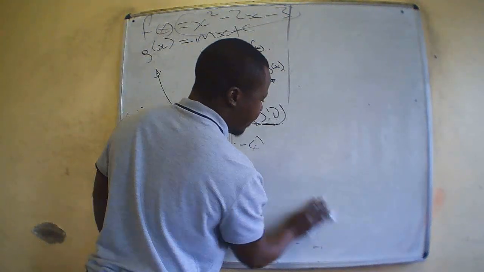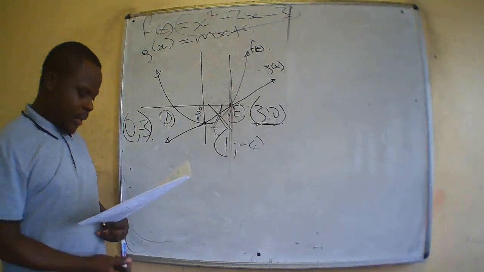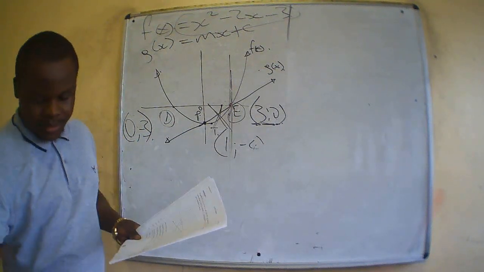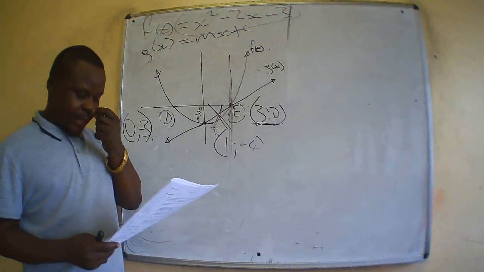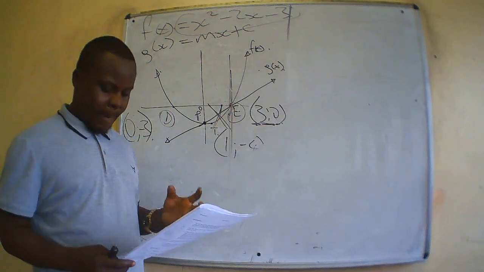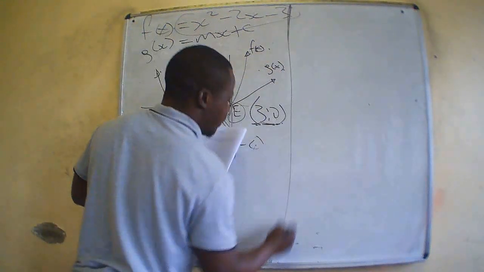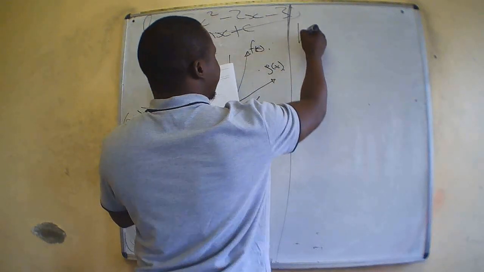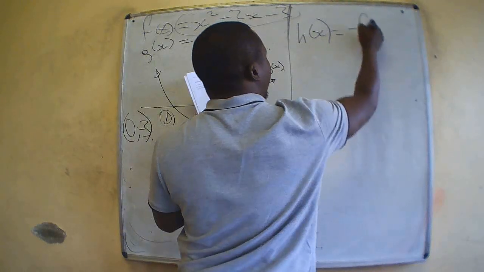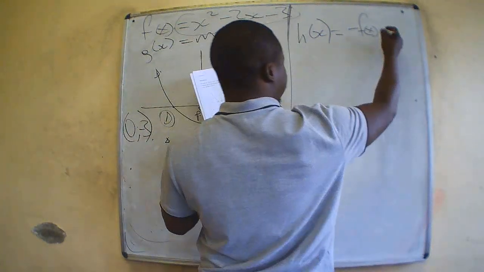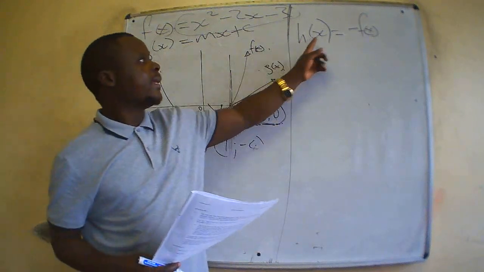So the next question that we have here is a question that talks about determining the maximum vertical distance between h and g. If h of x is equal to negative f of x, so the condition is that there is a new graph h of x, which is said to be equal to negative of f of x. This is the new graph. There's a new graph which is given as negative of this.